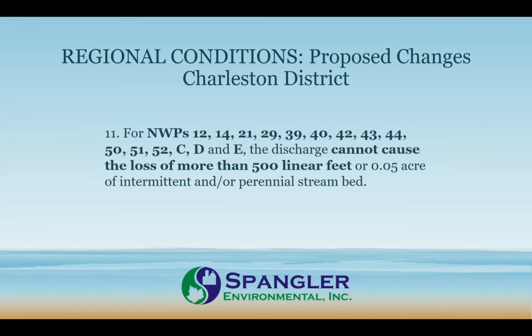And similarly for nationwide 12, 29, 39, the applicability of nationwide permits for the loss of more than 500 feet or 5/100ths of an acre of intermittent or perennial streams is also a significant difference from the federal rules, or the proposed federal rules, I should say.